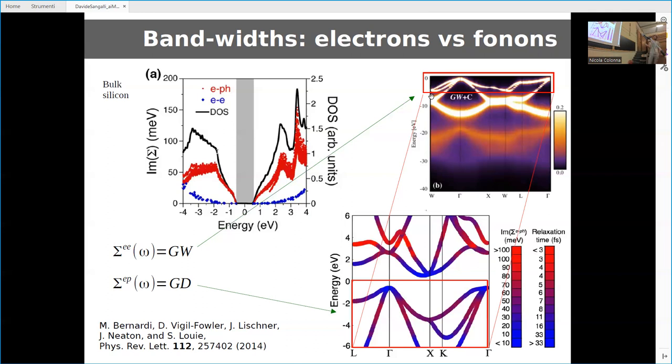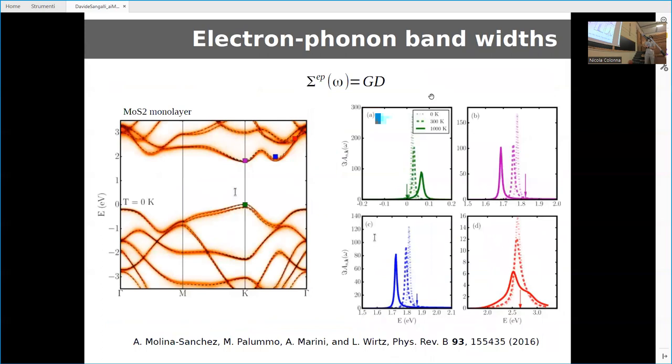And what instead is important to capture is what is plotted here, the effect of electron-phonon. Here you see that the electron-phonon lifetimes instead are in general much bigger, close to the band edges, and it is what determines the line width in the quasiparticle spectrum. So you can compute the quasiparticle line width using other self-energies, and this was the example of bulk silicon, and this is another example which has been done in this paper for the case of molybdenum disulfide. So again, you see the effect of the electron-phonon self-energy on the line width.